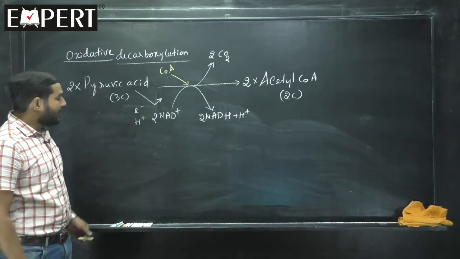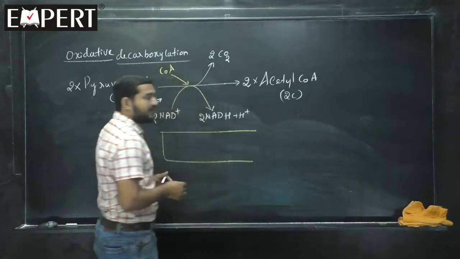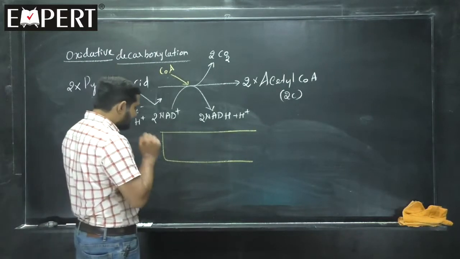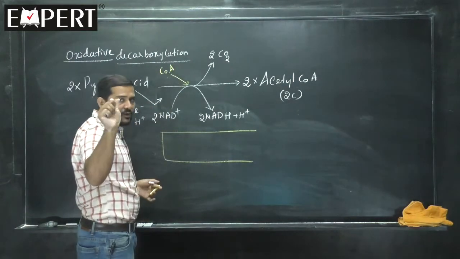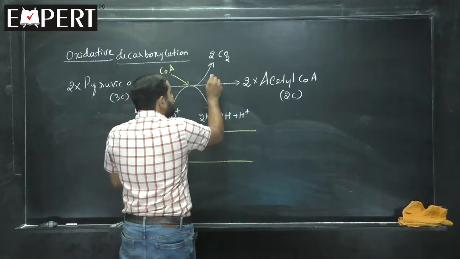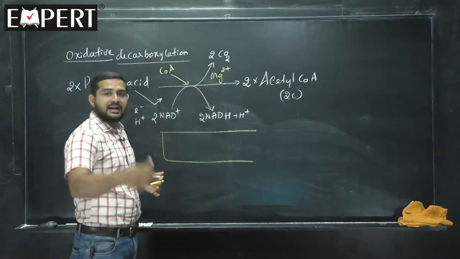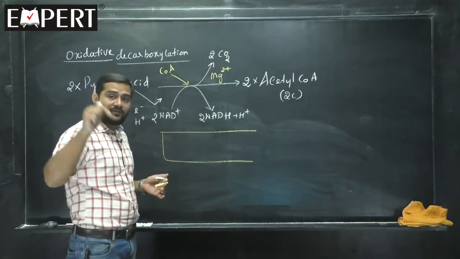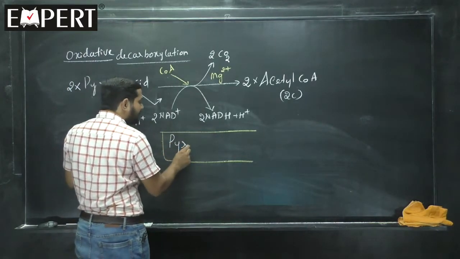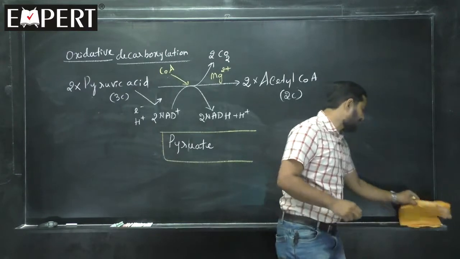So who is doing this reaction? This is done by an enzyme which is not just an enzyme, it is a complex of enzymes, because that enzyme requires coenzyme A as a cofactor, NAD plus as a cofactor, and magnesium as a cofactor. That means it is a metalloenzyme. It has a cofactor which is a coenzyme also. That means that enzyme's name is what? Tell me. Its name is pyruvate, because there is a pyruvic acid here. Let me write properly.